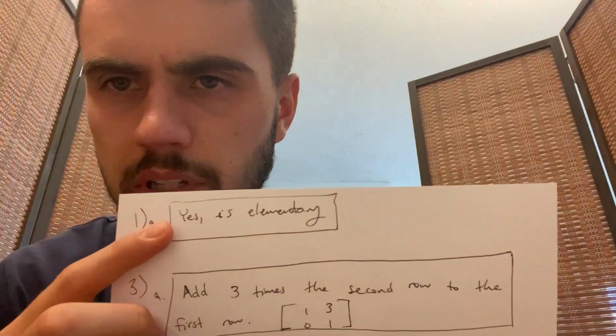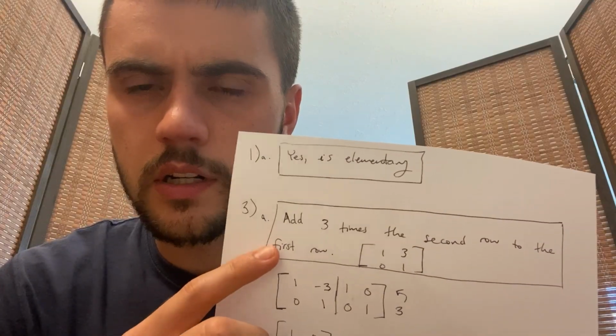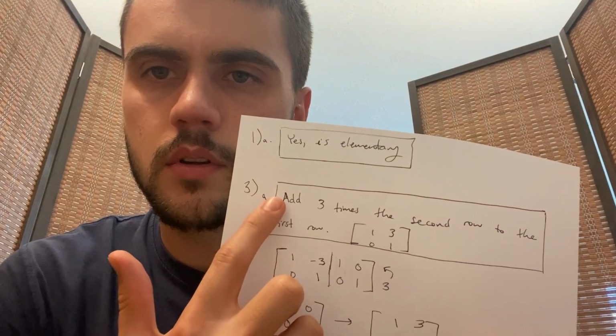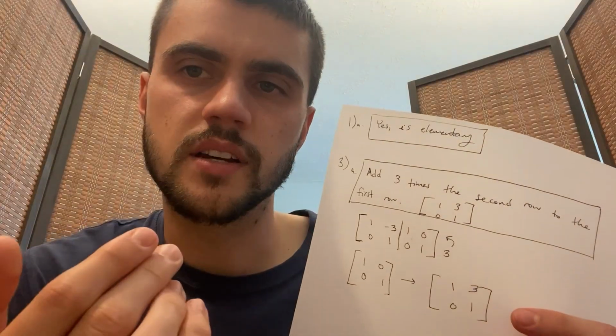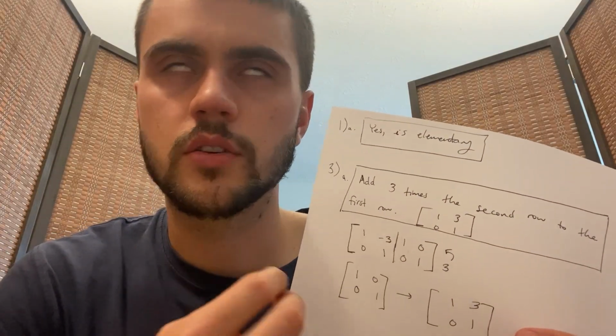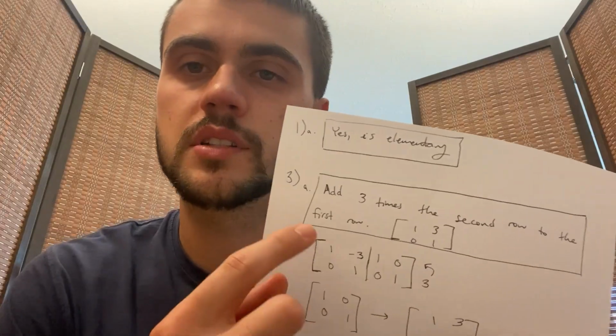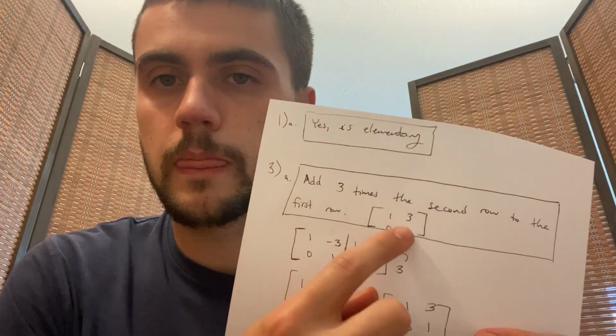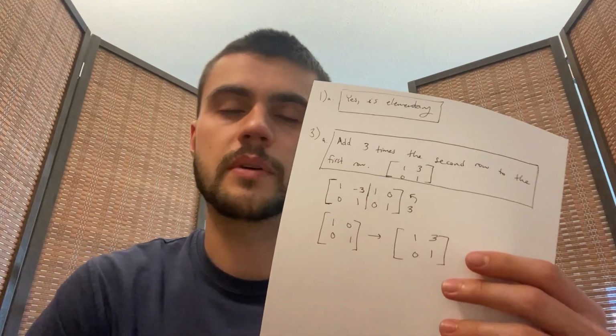All right, guys. We finished two problems. Basically, one was asking if it's an elementary matrix or not. Another was asking for the elementary row operation that turns the elementary matrix into the identity matrix, and also the elementary matrix itself that will turn it back into the identity matrix.